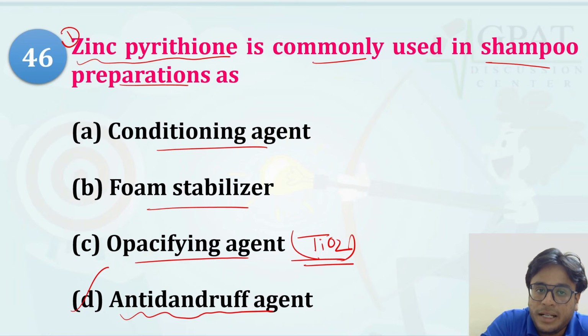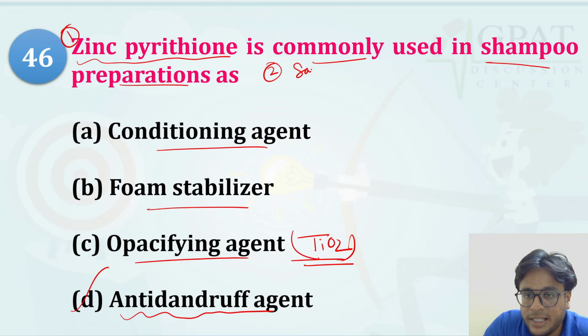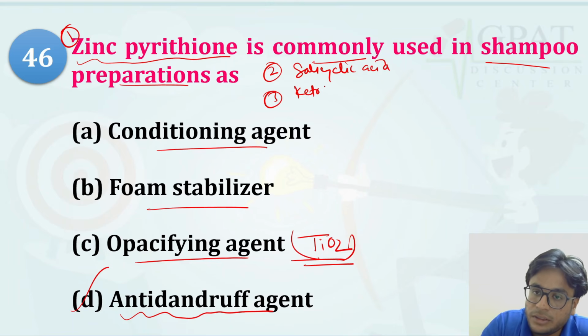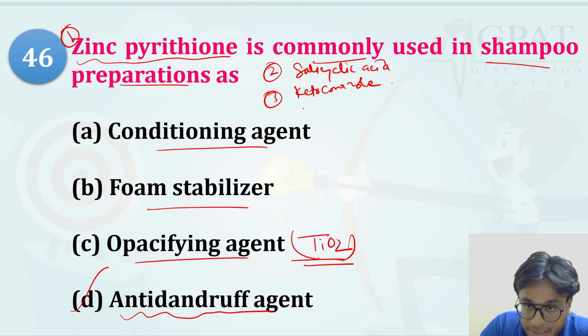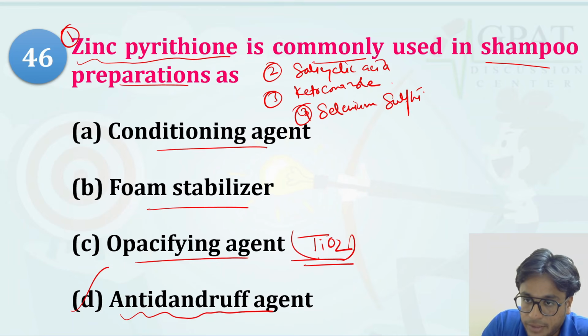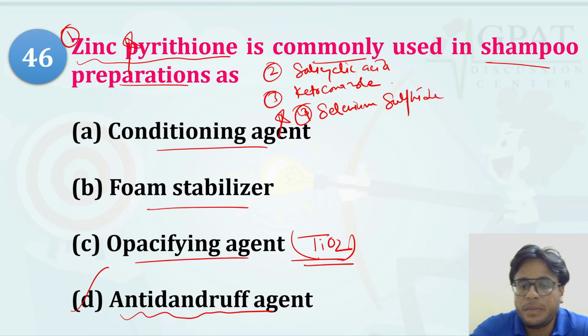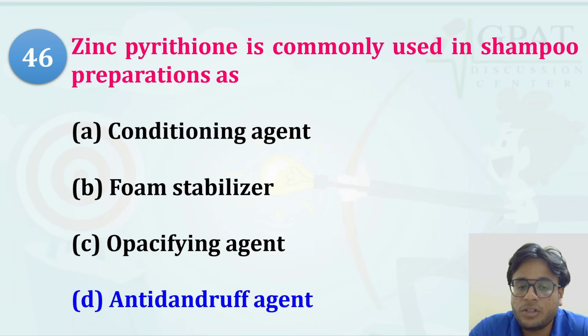We have to learn other anti-dandruff agents as well. First is zinc pyrithione. The second one can be salicylic acid. The third one can be ketoconazole, which is an antifungal. And then there can be selenium sulfide. So this can be important. Zinc pyrithione is mainly utilized in our shampoo preparation for its anti-dandruff action. So D is going to be the correct option.